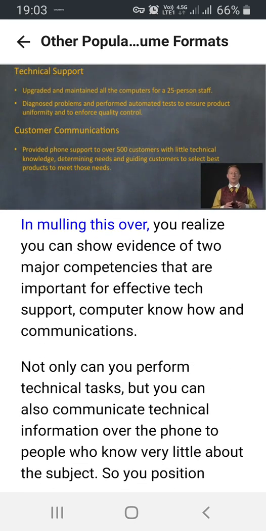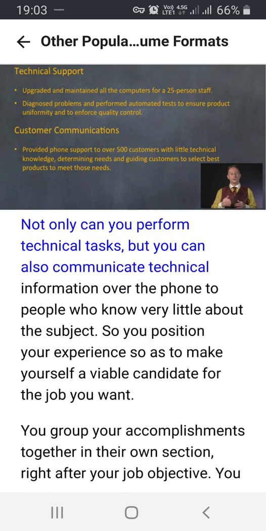In mulling this over, you realize you can show evidence of 2 major competencies that are important for effective tech support: computer know-how and communications. Not only can you perform technical tasks, but you can also communicate technical information over the phone to people who know very little about the subject. So you position your experience so as to make yourself a viable candidate for the job you want.